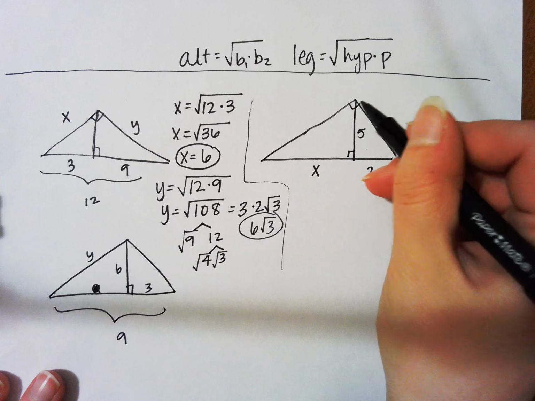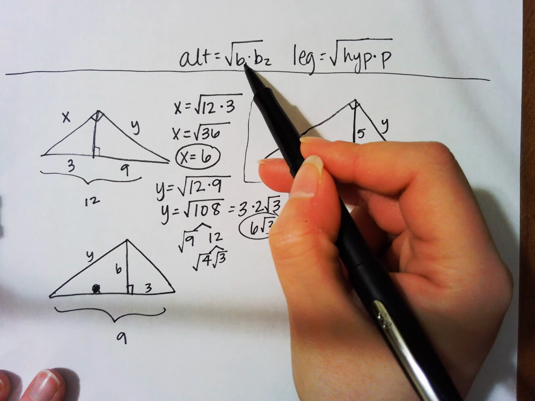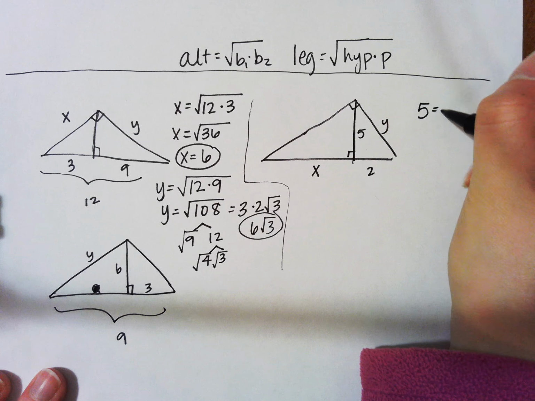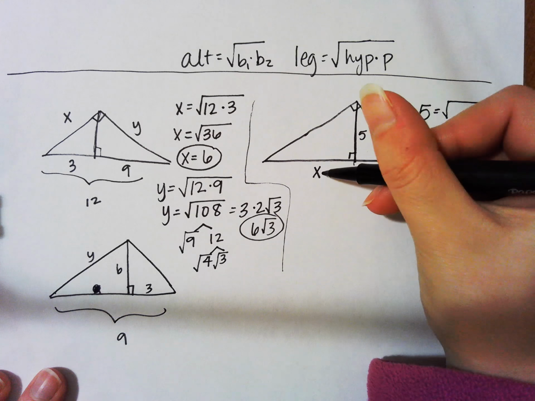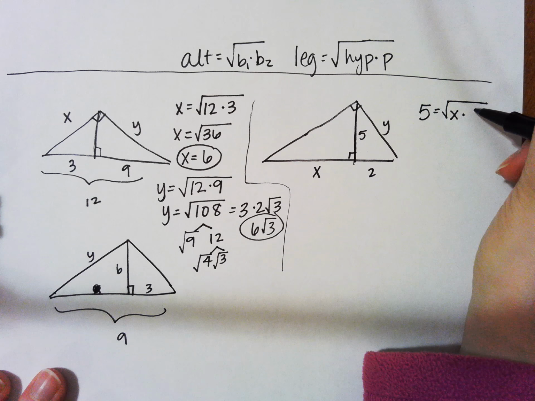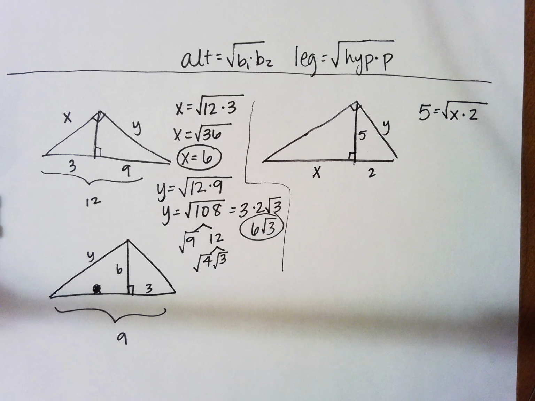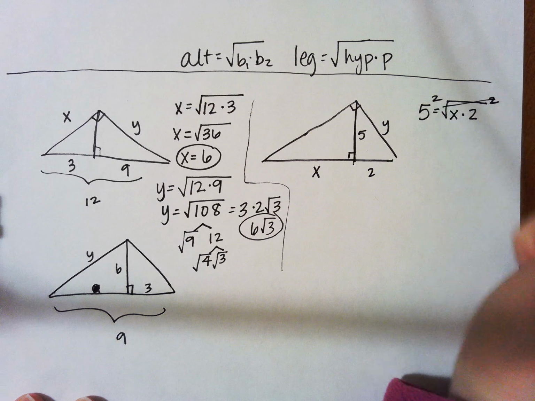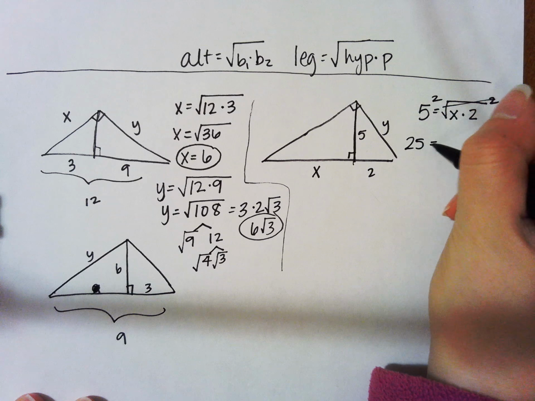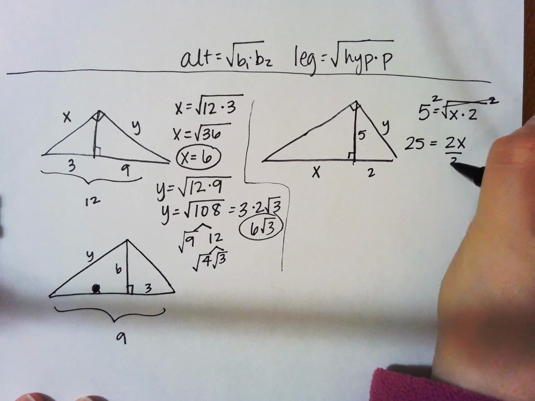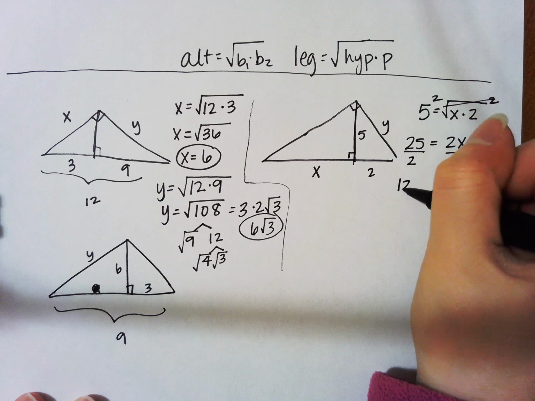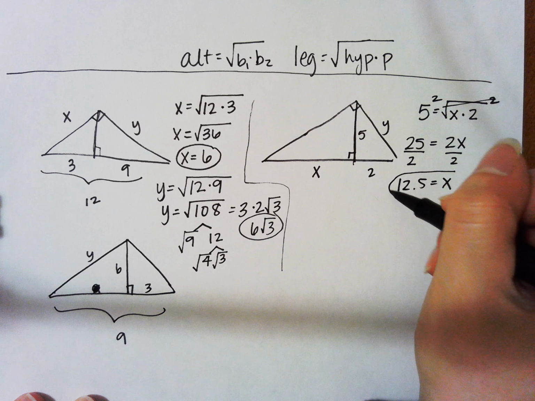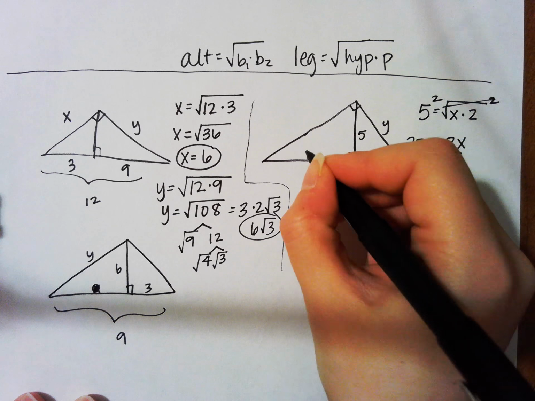For the next one, we're dealing with this altitude here. So I'm going to look at this formula. It's the geometric mean between my two bases. So my altitude is 5, the geometric mean between my base 1, which is x, and my base 2, which is 2. And then to solve this, I need to get rid of that square root, so I'm going to square both sides. Over here I get 25 is equal to 2x. Divide both sides by 2, and I'm just going to leave this as a decimal. I'm going to give it as 12.5. There's x. So this is 12.5.